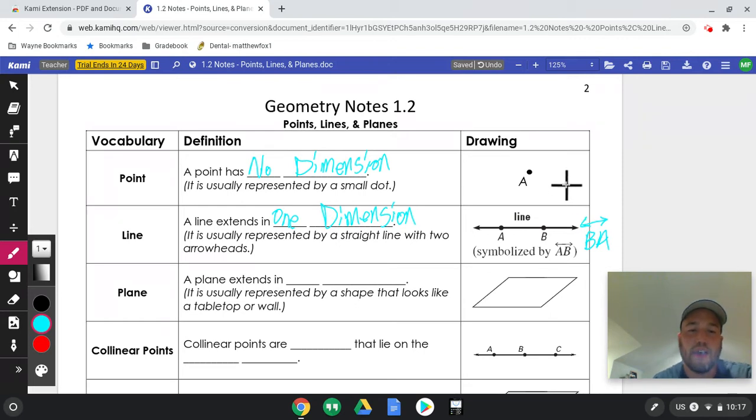Now a plane. This is usually something like a tabletop or a wall. It extends kind of out. This one's going to extend in two directions, both horizontal and vertical. So if you think of my whiteboard, it extends to either side and then also up and down. When you go see a normal movie in the theaters, it's normally in two dimensions. Now, sometimes they have a 3D movie where it also comes out at you like that. In our case, though, a plane is two-dimensional.